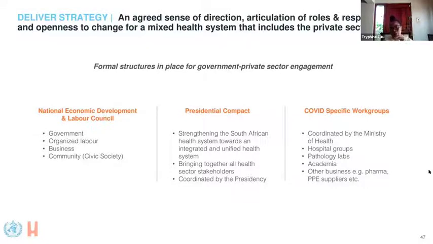And then moving on to the COVID-specific work group. COVID happened at a time when there were already all these forums, there was already a system in place for convening the private sector and the public sector around issues of healthcare. And the private sector played a very big part. This specific work group, the COVID work group, was coordinated by the Minister of Health and the hospital groups involved, as well as pathology groups, academia, and big business that also played a very big part in terms of sourcing PPEs, in terms of sourcing testing reagents and all the related stuff for COVID-19.